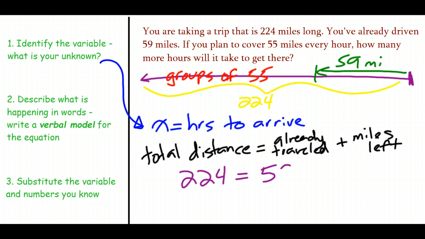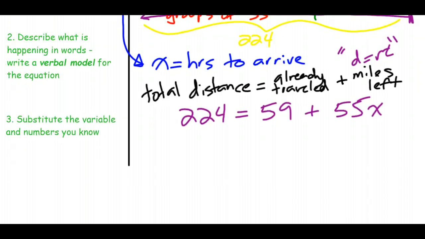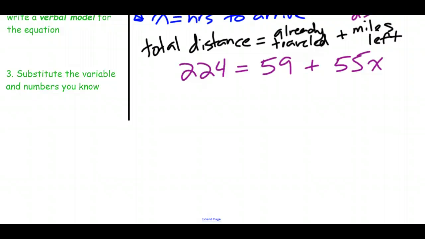You've already gone 59 miles, and for the miles left, you're going to go 55 miles an hour for every hour. And this is what we get from a sort of mini distance equals rate times time. Our rate equals 55 miles per hour, and x is our time left. Let's scroll down here so we can solve this equation now. Subtract 59 from each side.